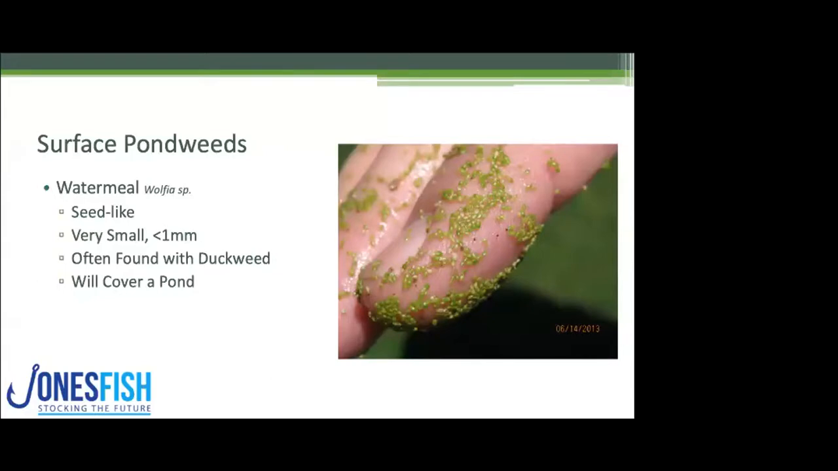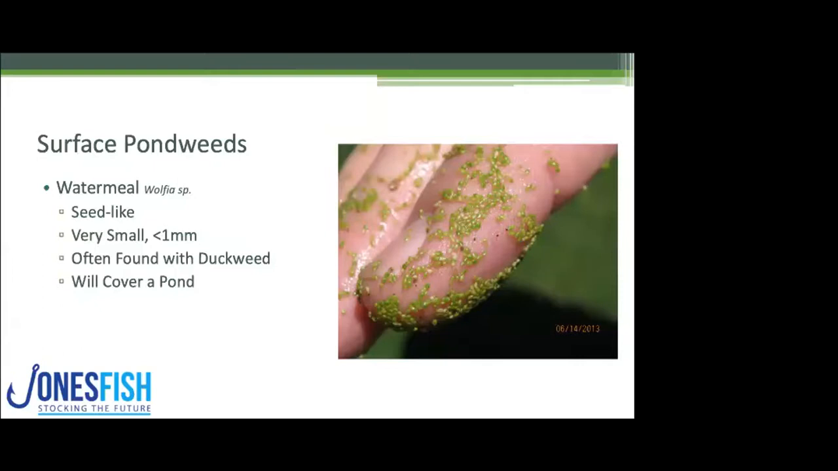Again, it's going to cover the pond. You'll see it as basically a green mat over the surface there, very often confused with algae growth. But if you were to actually pick up those pieces and you see those individual kind of seed-like things, that's the telltale sign that you're dealing with watermeal.